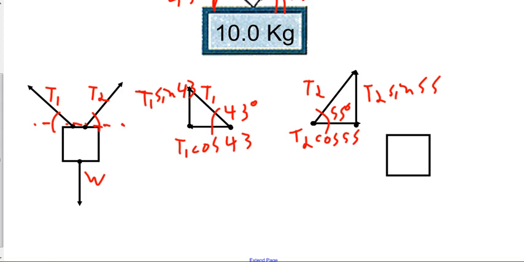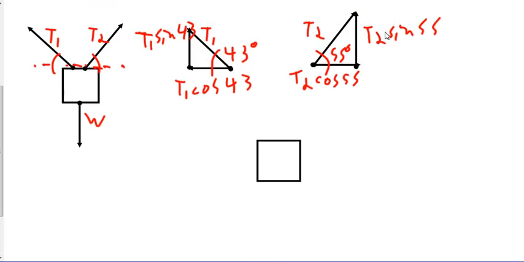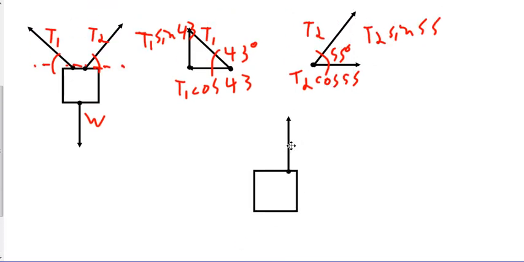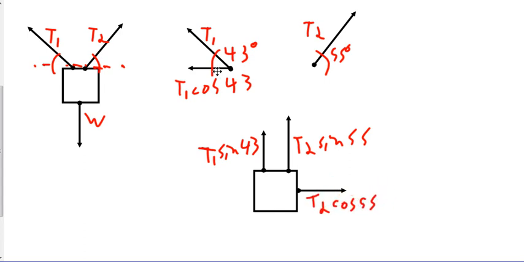And once we do that, we can come back to our new free body diagram, and we can attach these components. So now we'll bring these down together. This one over here, like this. This one is going to attach over here. This one's going to attach over here, like this.